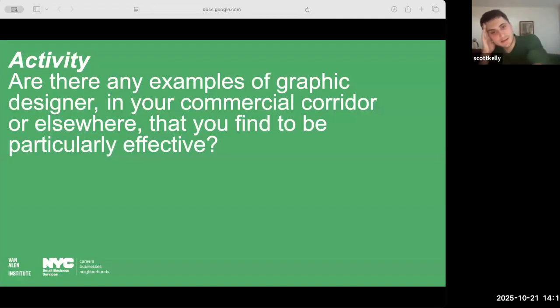So it's just an activity. You can either write in the chat or raise your hand and speak to it. We initially restricted it to just your commercial corridor, but we can expand it more broadly, since all of us are interacting with design basically constantly in our lives. We were just curious if there are any examples of businesses or organizations in your vicinity, or just things that you encounter outside of your working life, that you feel are examples of effective design.